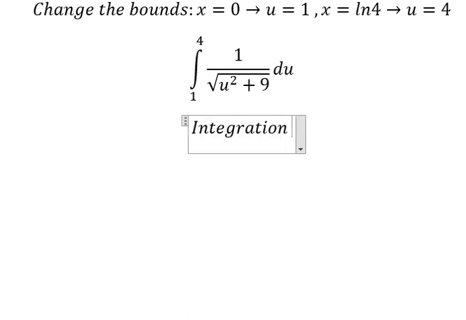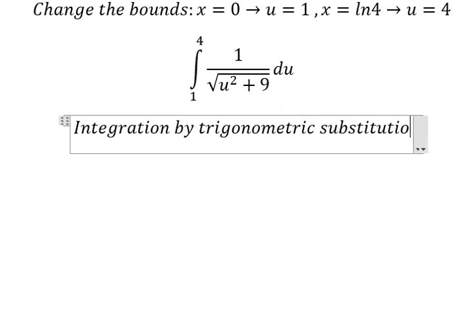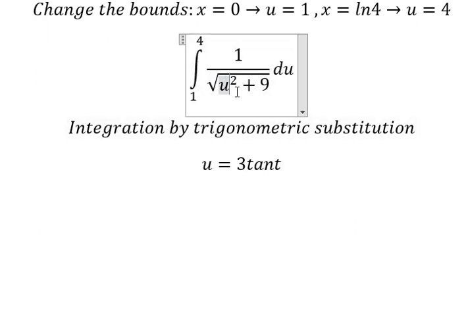We can use integration by trigonometric substitution. So I will put u equals 3 times tan t. Because when I put this in here, we have 9 times tan squared t.